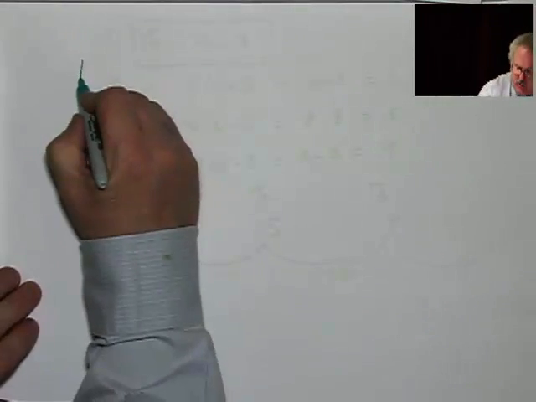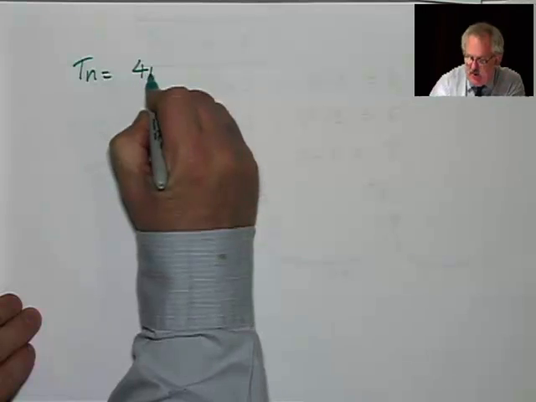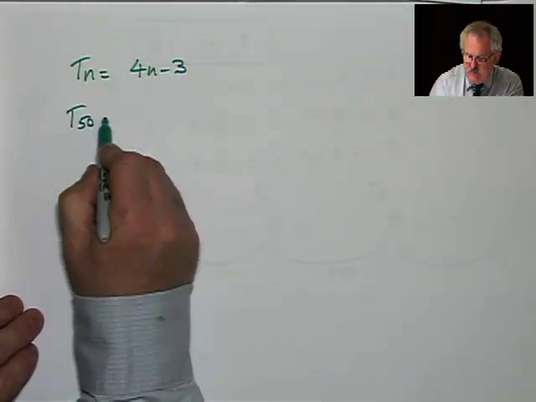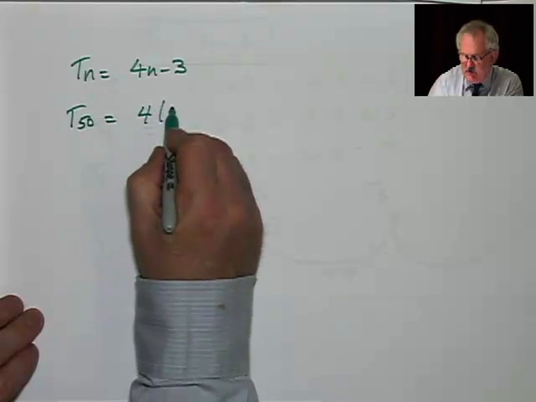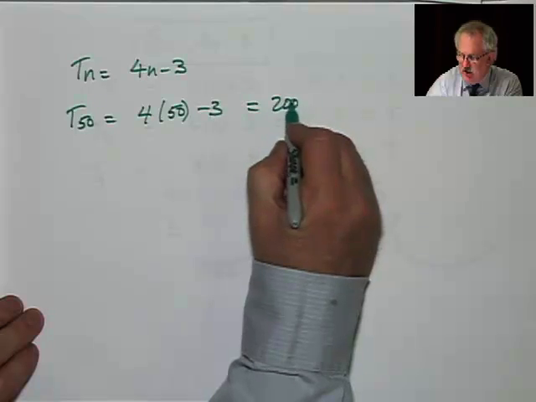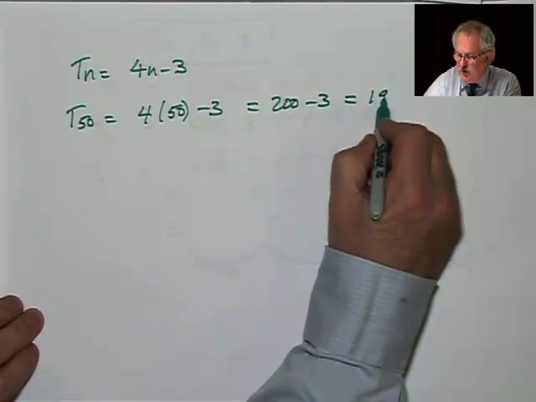So the general formula was Tn is equal to 4n minus 3. What's T of 50? T of 50 is 4 times 50 minus 3. That'll be 200 minus 3, which is 197.